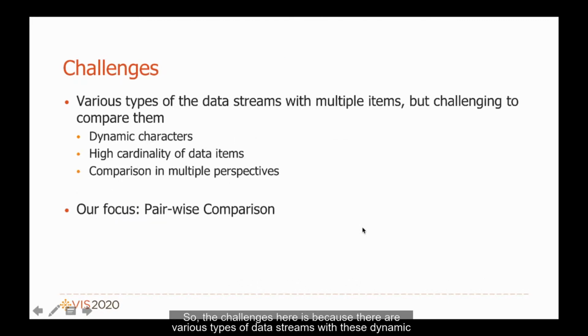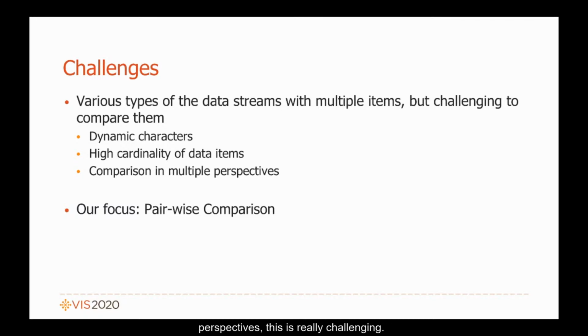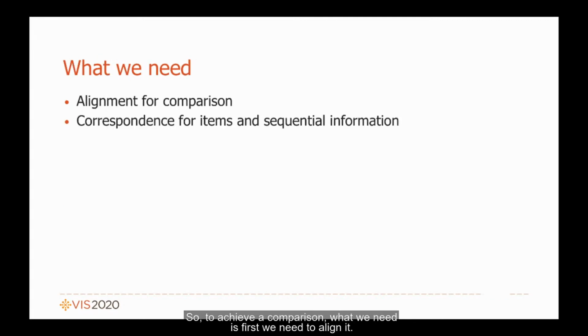The challenges here are the various types of data streams with dynamic characteristics and the high cardinality of the data items. Also, comparing multiple perspectives is really challenging. So our focus here is pairwise comparison, which means we only compare two streams in detail. To achieve a comparison, first we need to align the things we want to compare and show the correspondence for items and sequential information.